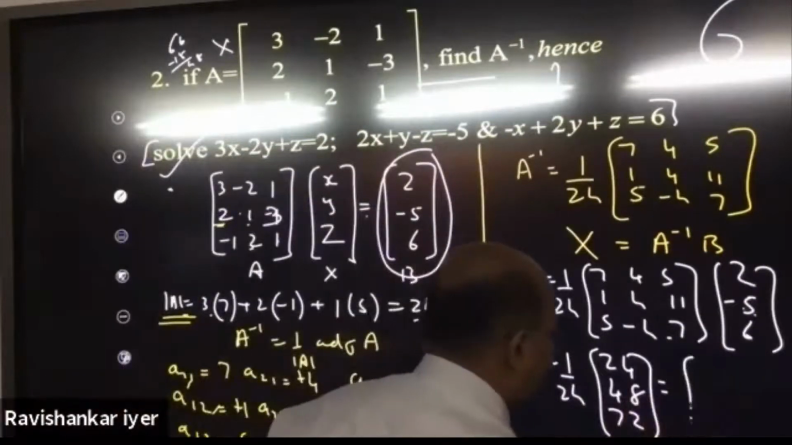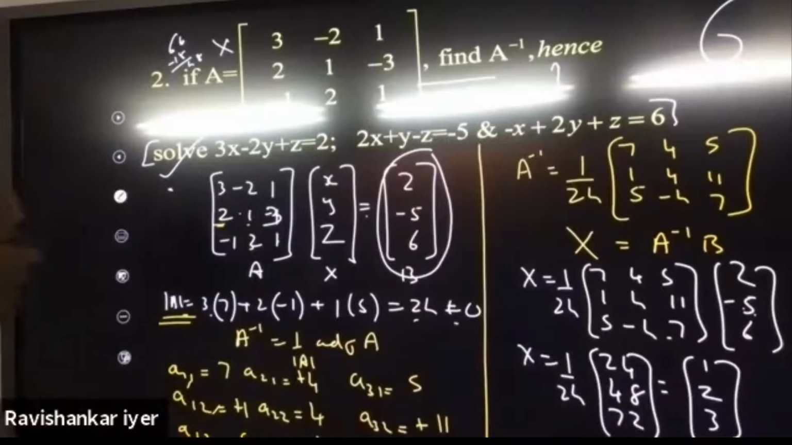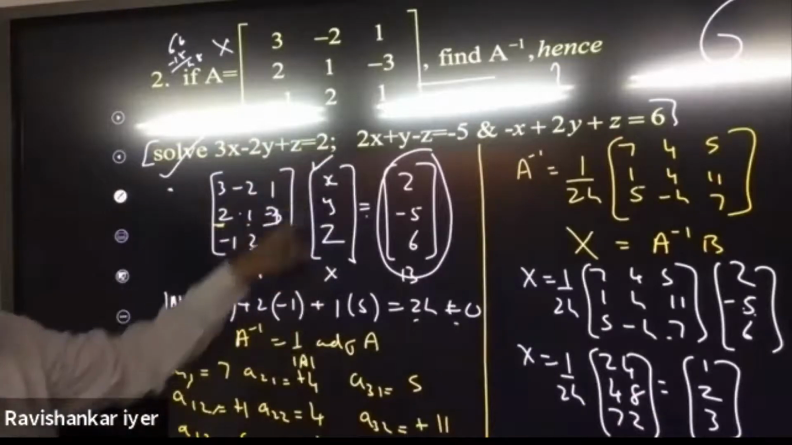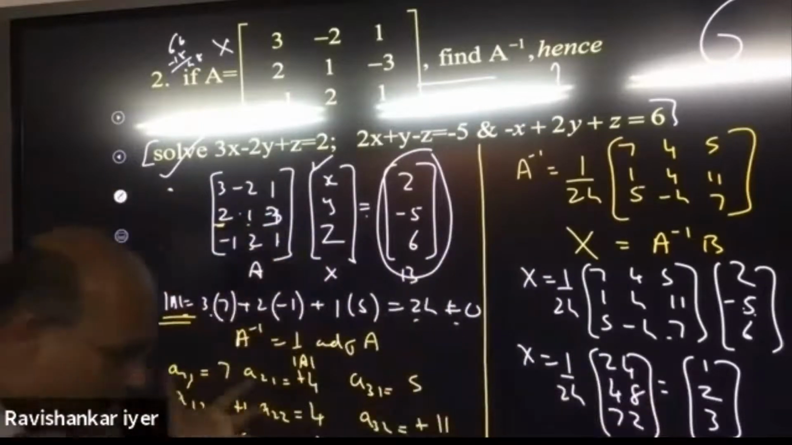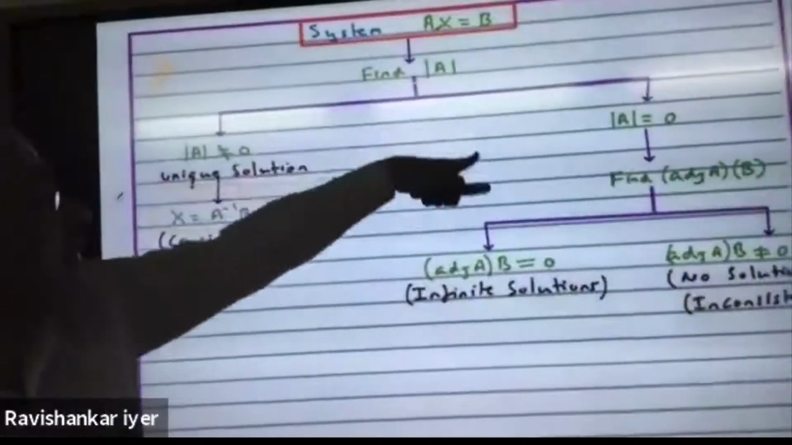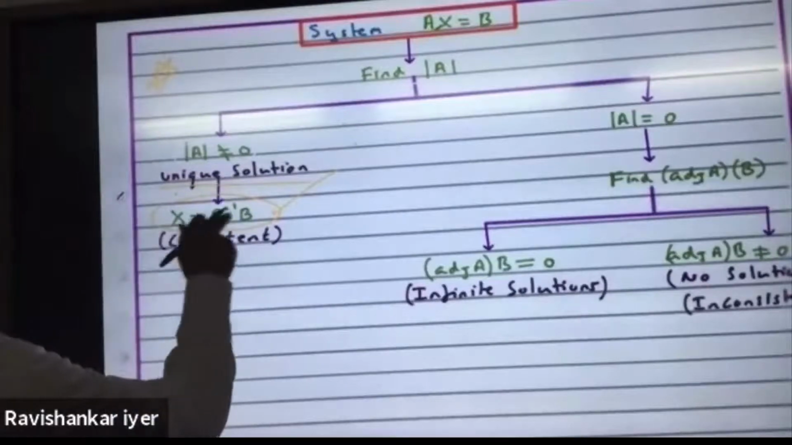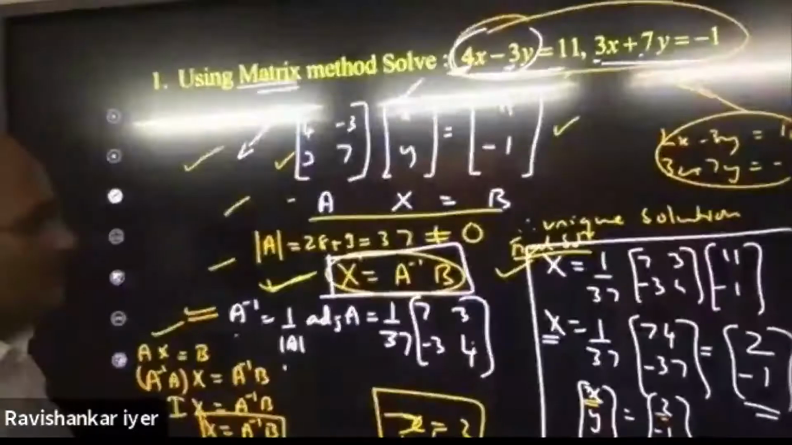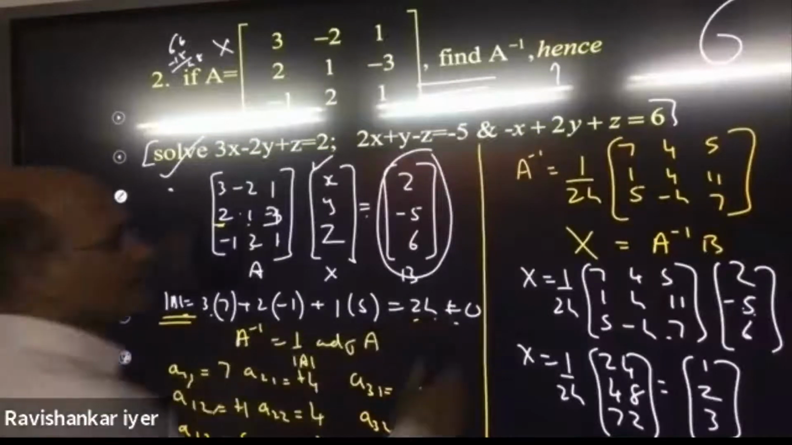What is that? That is nothing but 1, 2, 3. And 1, 2, 3 is X. But what is X? X is nothing but x, y, z. So x is 1, y is 2, z is 3. So that's the basic part of it. If I have the chart in front of me, children, find determinant A. Determinant A not equal to 0. This is the solution X equals A inverse B. So in short, I didn't do anything different. I got determinant A. Therefore, this is the solution.